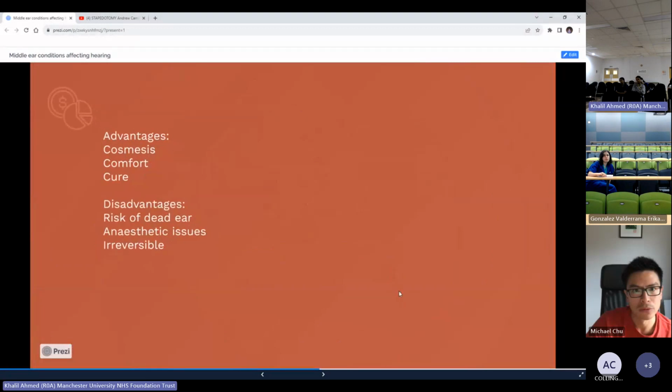What about surgery? Well, surgery can offer the patient a cure from their otosclerosis. Really good, and basically sounds fantastic. And it's obviously comfortable. Once you've had your operation, it heals up, there's nothing in your ear or nothing that you can feel, and cosmetically it's very acceptable. Unfortunately, surgery comes with anesthetic risks and a risk of a dead ear.